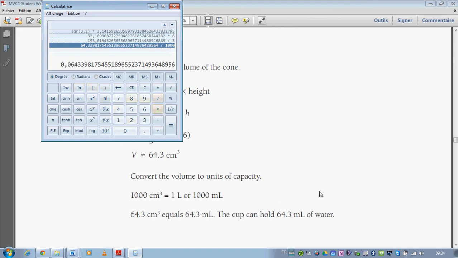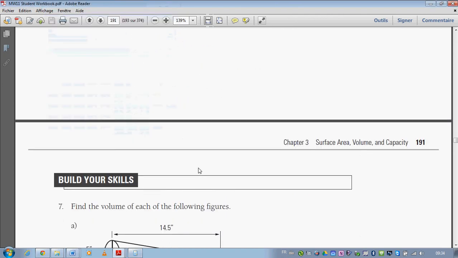Okay, so there you go. At this point, you can pause the video and attempt the Build Your Skills questions on page 191 of your workbook.